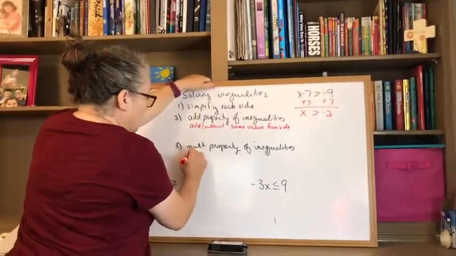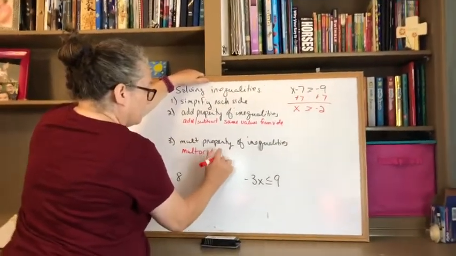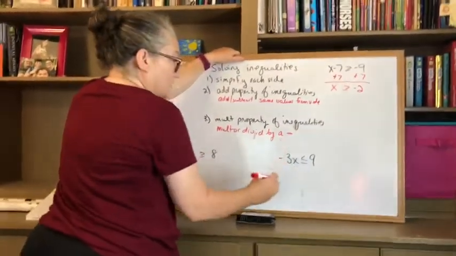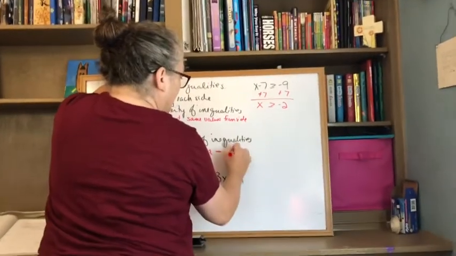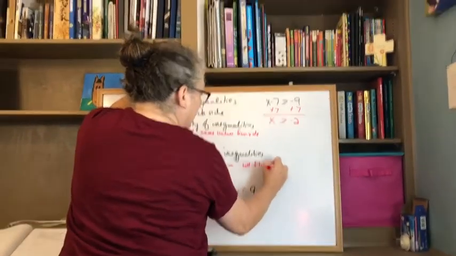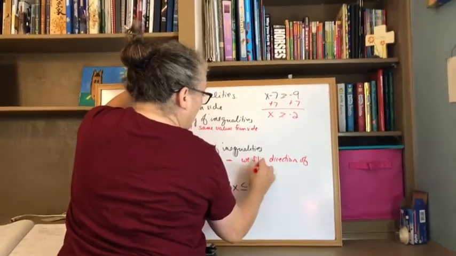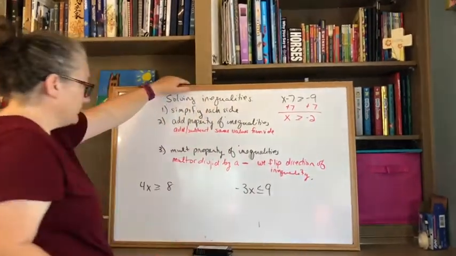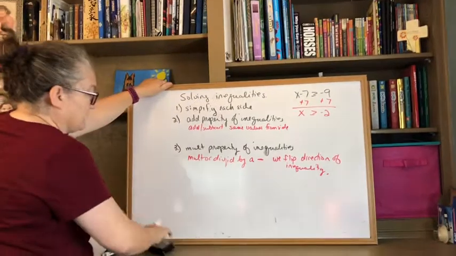It's when we multiply or divide by a negative, we flip the direction of the inequality. Okay? So let me show you one. Let me erase this so I have some room. I'll bring this back in a second.